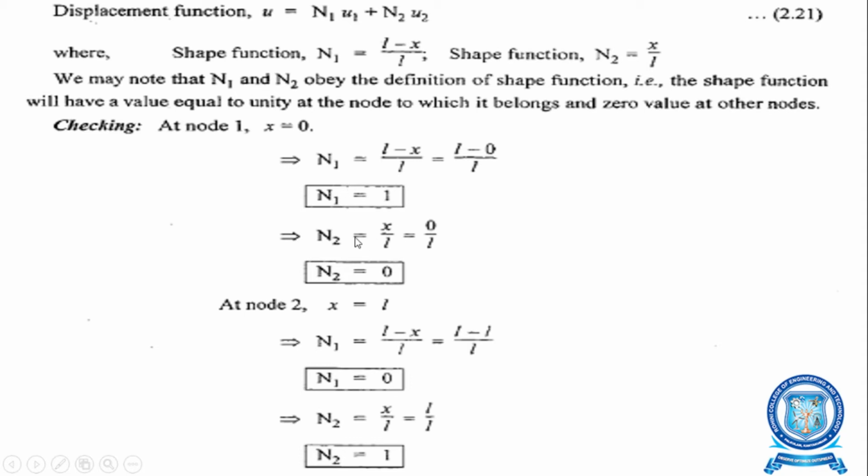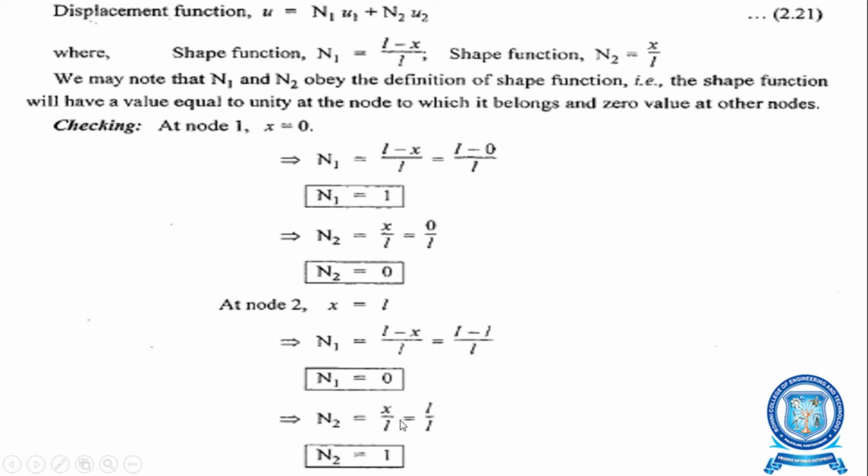Now for N2 equal to x by L, when we put x is equal to 0, we get N2 is equal to 0. Now at node 2, x is equal to L. In N1, substituting x is equal to L, we get (L minus L) by L is equal to 0. Therefore the value of N1 is equal to 0.